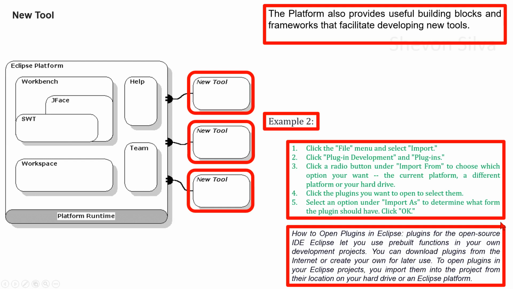or an Eclipse platform. Here, step 1, click the File menu, select Import. Step 2, click Plugin Development and Plugins. Step 3, click the radio button under Import From and choose which option you want: the current platform, a different platform, or your hard drive. Step 4, click the plugins you want to open to select them. Step 5, select an option under Import As and determine what form the plugin should have. Click OK.